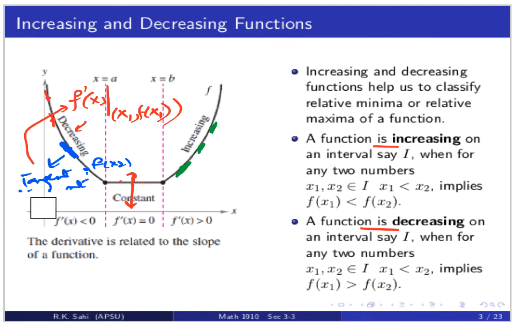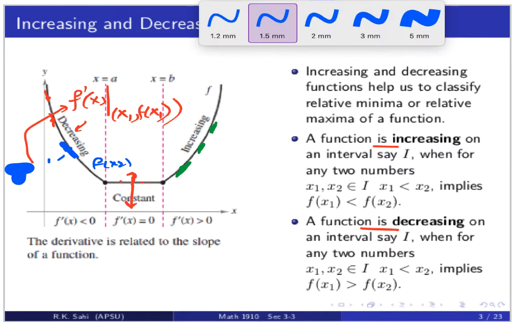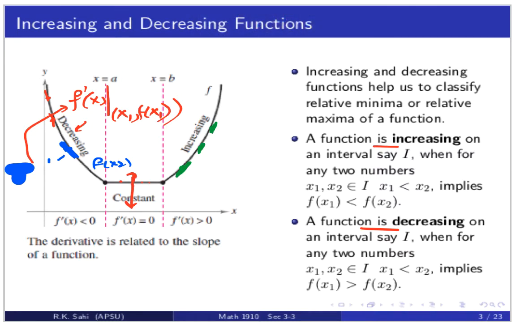Let me write it much more nicely here. So remember, this is the tangent line to the graph, where f prime of x is negative at the point x1, f of x1. Suppose this is the point.